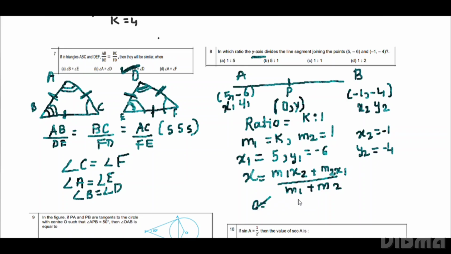I'll just write the final answer. You guys need to solve it. So I'll get the value of k as 5. So k is 5. So what's the ratio? Ratio is 5 is to 1. Correct? So you have all the values. You can just substitute and you'll get the value of k. Very simple. So this was the 8th question.